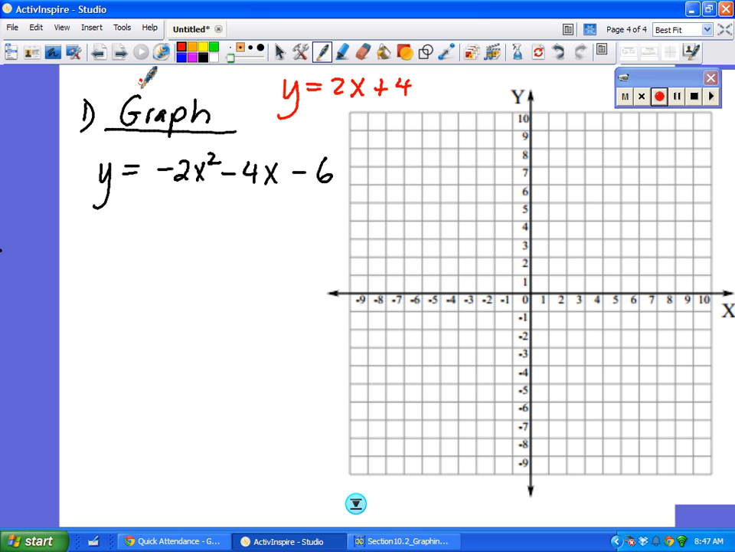Okay, wait. One final question before we do this. What are the graphs of quadratic functions called? It starts with P though. Parabola. All right, good. Thank you. You don't have to remember it. What you need to remember is how to graph it.